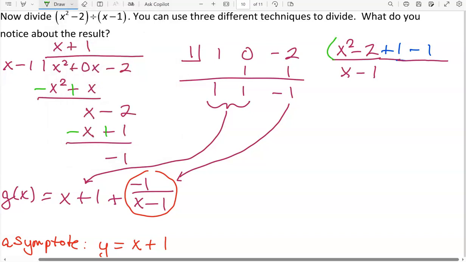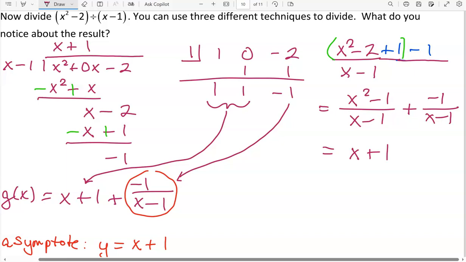So now I'm going to group this piece together, and that will give us a result of x squared minus 1 divided by x minus 1 plus negative 1 divided by x minus 1, and the x squared minus 1 factors to x plus 1 times x minus 1, cancel common factors, and that will give us an x plus 1 plus negative 1 over x minus 1. So same result that we got using the long division.